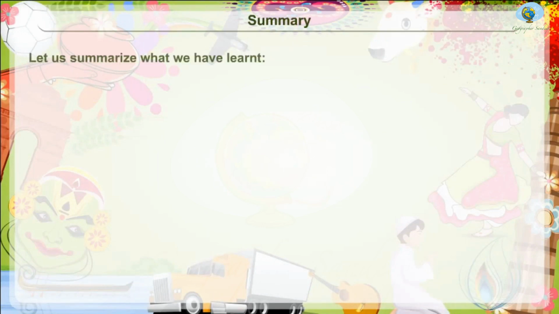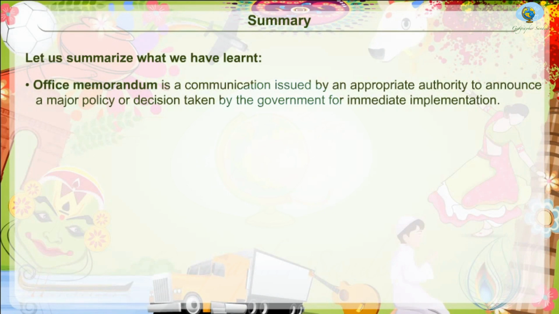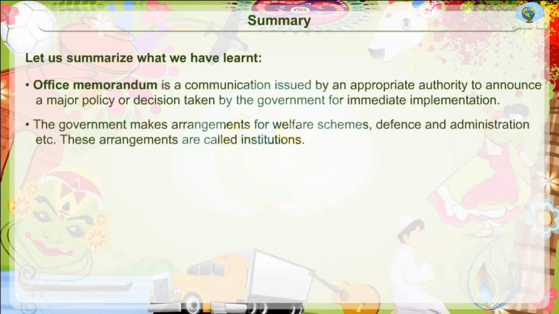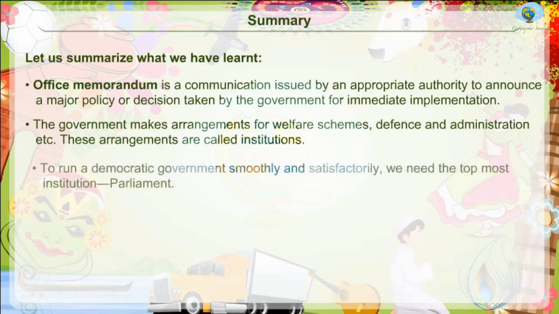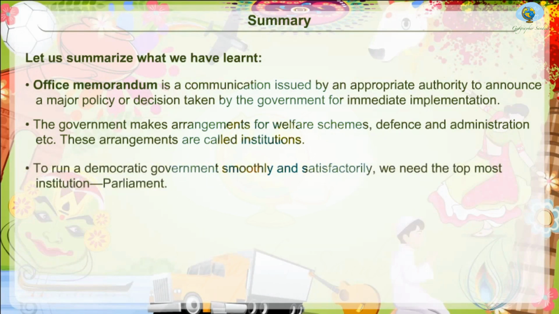Summary. Let us summarize what we have learned. Office Memorandum is a communication issued by an appropriate authority to announce a major policy or decision taken by the government for immediate implementation. The government makes arrangement for welfare schemes, defense and administrations, etc. These arrangements are called institutions. To run a democratic government smoothly and satisfactorily, we need the topmost institution, Parliament.